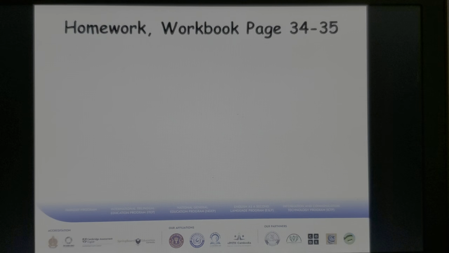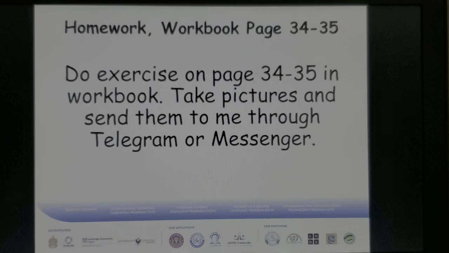However, I still have homework for you, everyone. The homework is in the workbook, page 34 and page 35. Okay, 2 pages. All beloved students, you don't need to write your answers on a piece of paper. You just write your answers in the workbook, take pictures, and send them to me through Telegram or Messenger.